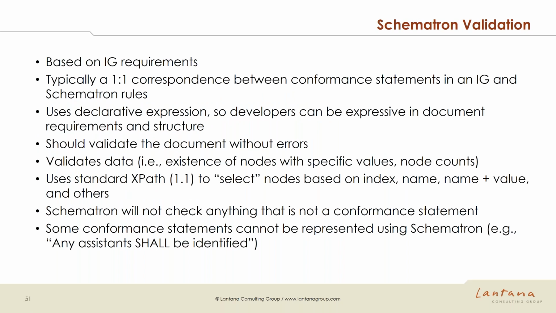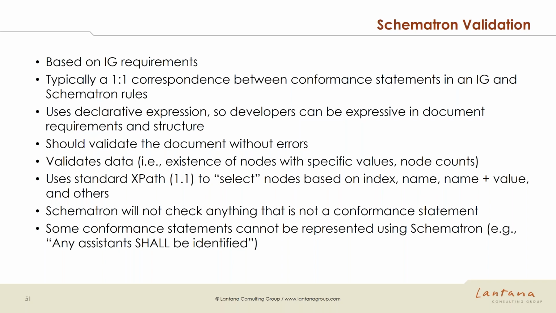Schematron validation is what we use to check implementation guide specific rules. Typically, there's a one-to-one correspondence between a conformance statement in an implementation guide and a schematron assertion, as it's called. What this means is that when you run schematron validation, if it comes back with an error, that error will typically point right to the conformance statement that you are failing. So it makes it really easy to trace back any errors that you get to the written rules of an implementation guide.